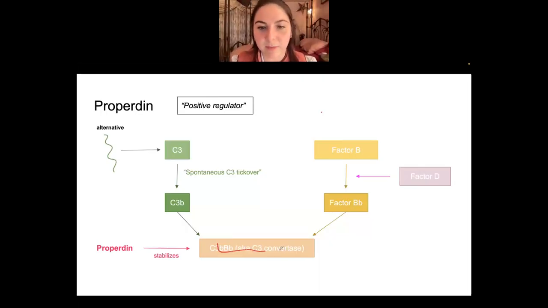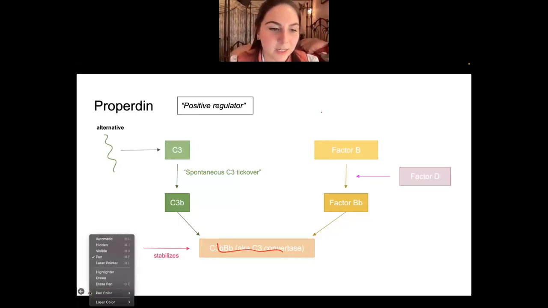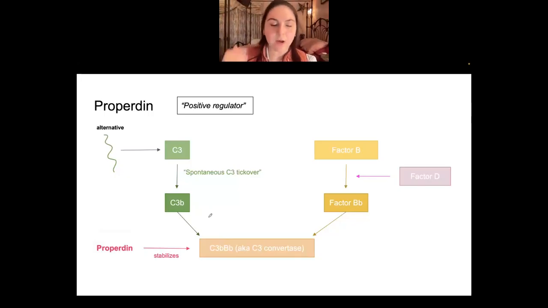So this doesn't just randomly break down. It sits on it to keep it nice, so it doesn't just randomly fall apart. Like these multiple C3b and Bb don't just fall apart. So that's what properidin does. It positively regulates the pathway. We want the complement pathway to proceed at this point.